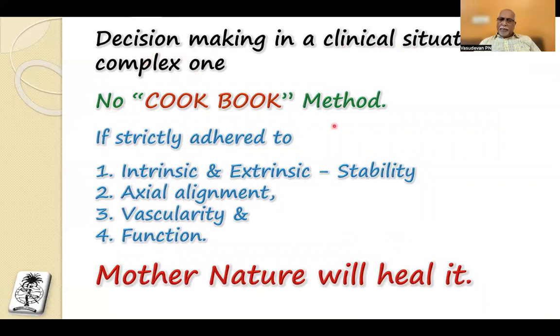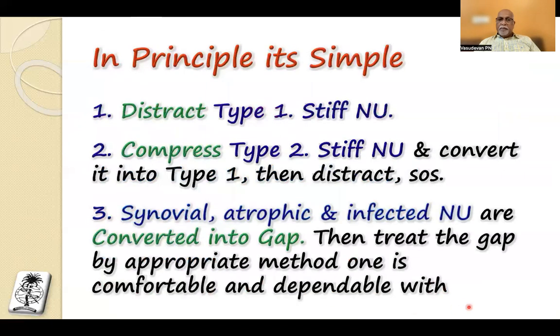There is no cookbook method. You strictly adhere to intrinsic and extrinsic stability, axial alignment, vascularity, and function. Mother Nature will heal it. So in principle, it is simple. Distract type 1 stiff non-unions, compress type 2 stiff non-unions, and convert them into type 1 and then distract.